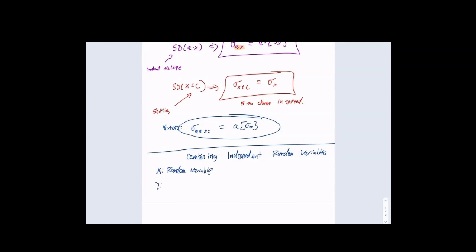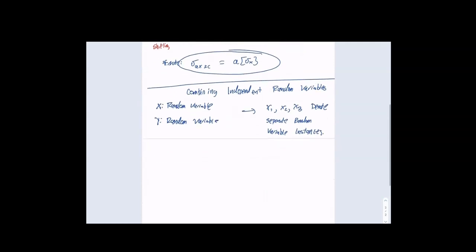Y is a random variable. And as I noted, x1, x2, x3 denote separate random variable instances. This idea of x1, x2, x3 is the hardest part to understand on this.